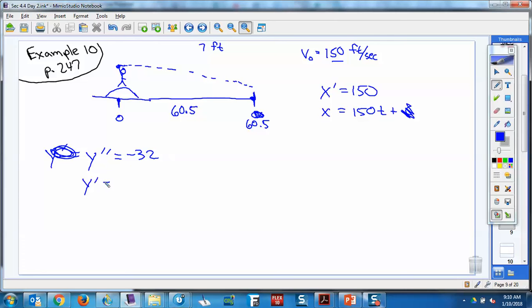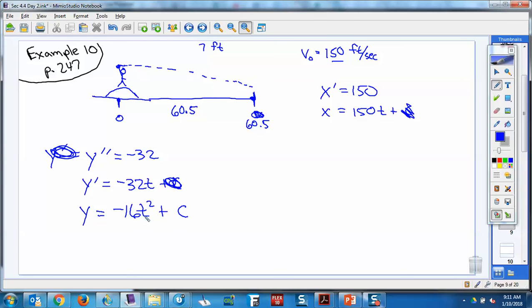So if that's true, what's y prime? Negative 32 t plus c. Now what's y prime represent? We're getting better. Vertical velocity. What's its vertical velocity at time 0 when it's released? It's 0, right? It's only going horizontally when he releases it. So at time 0, this is 0. So we know that c is 0, right? So sure enough, at time 0, the velocity is 0. So what's y then? Negative 16 t squared plus some c.